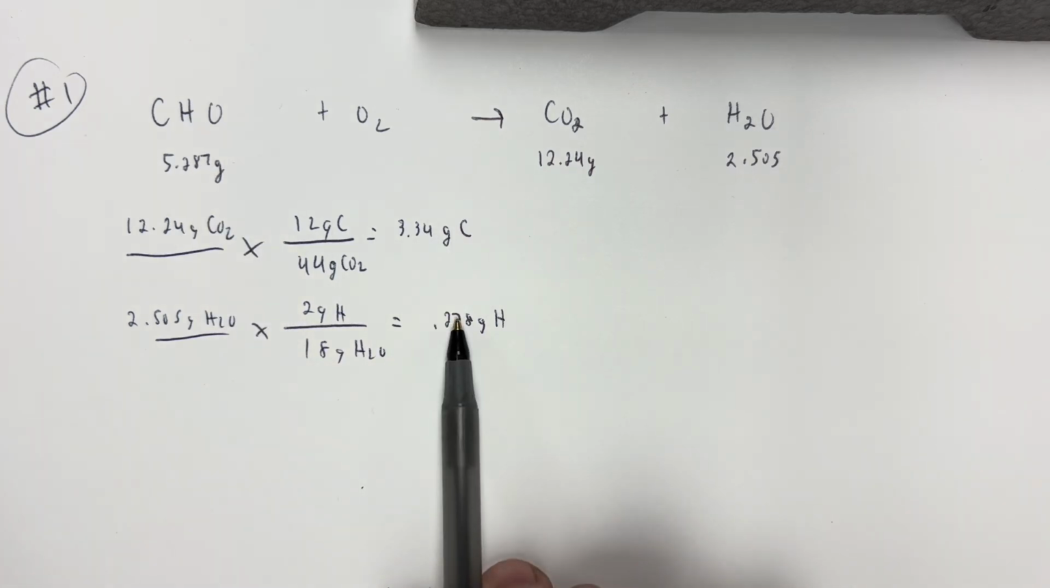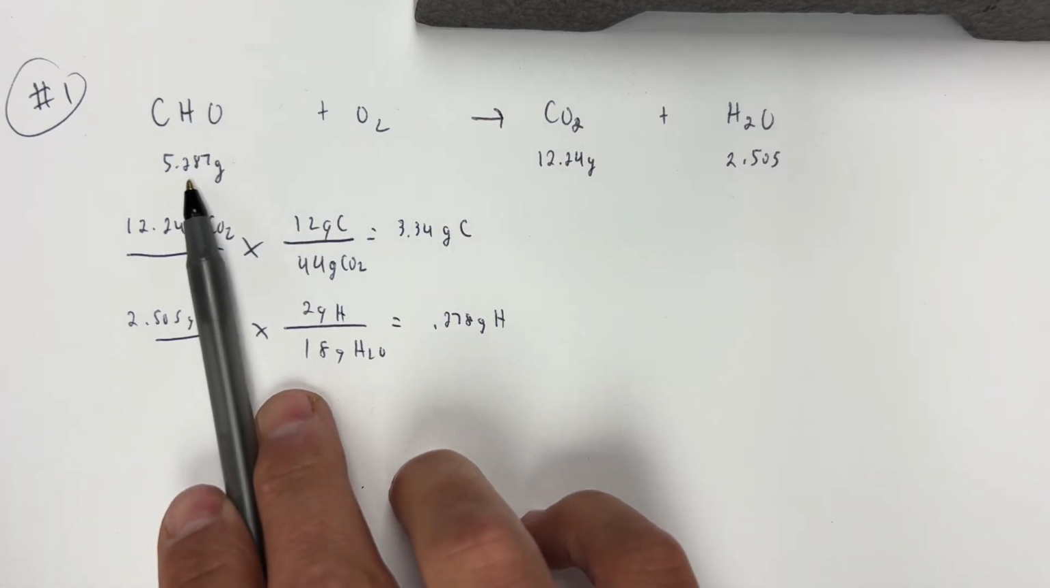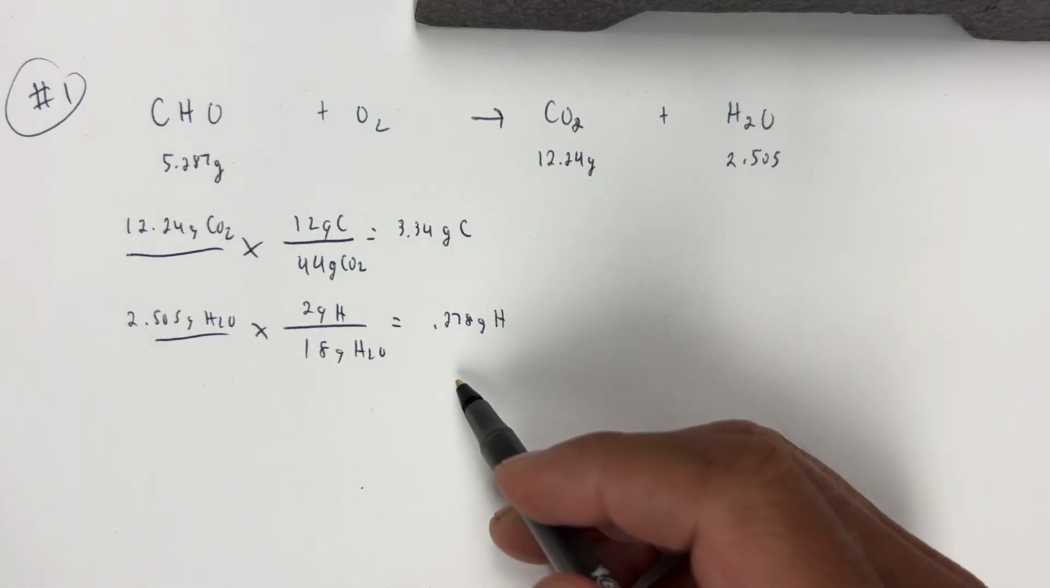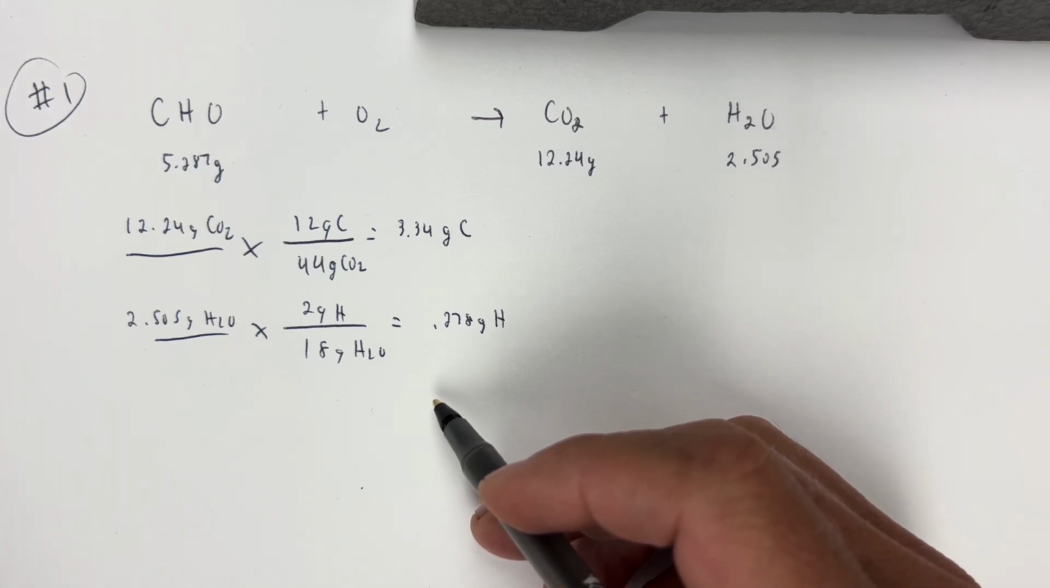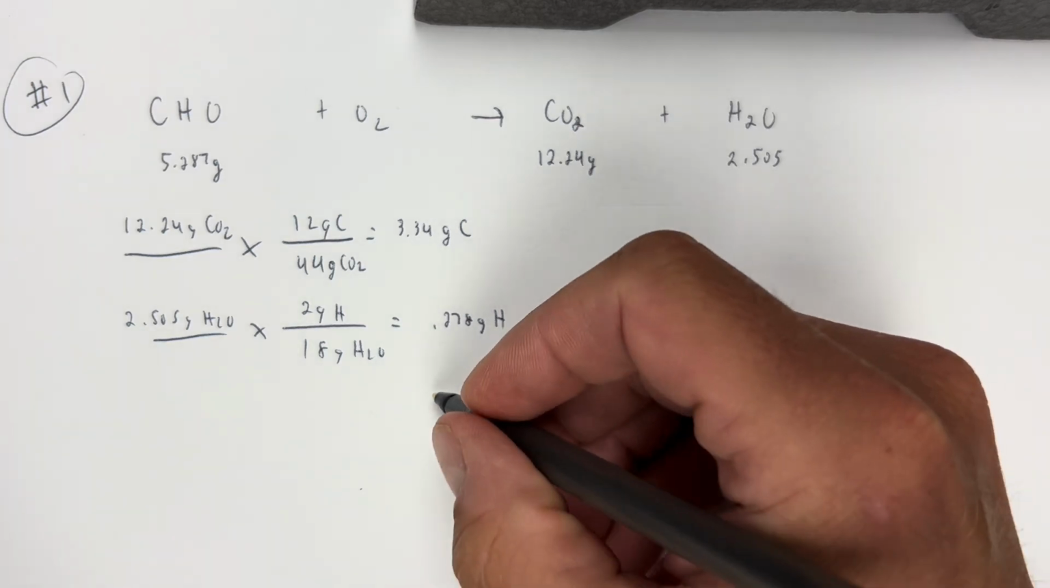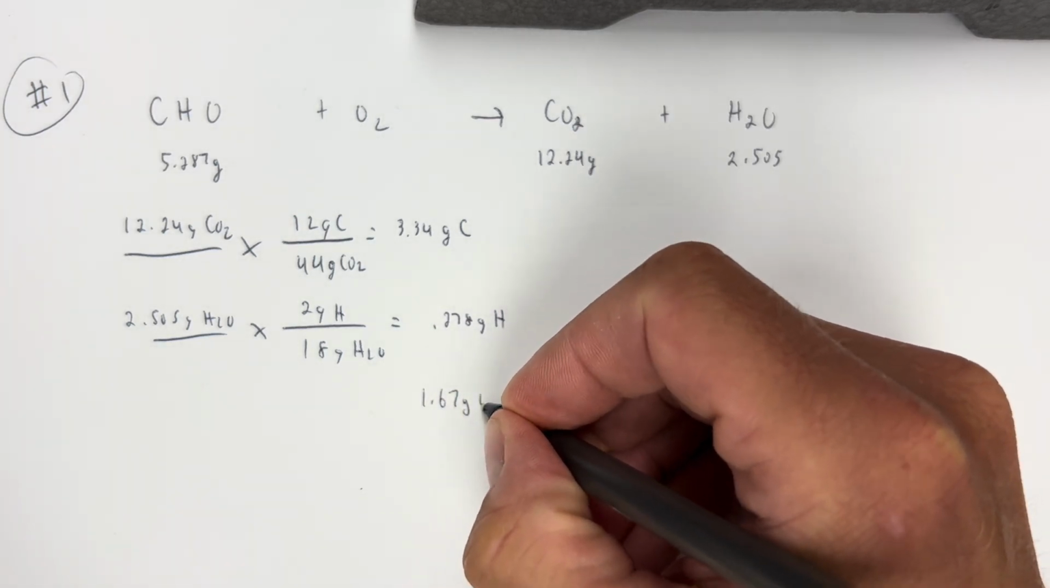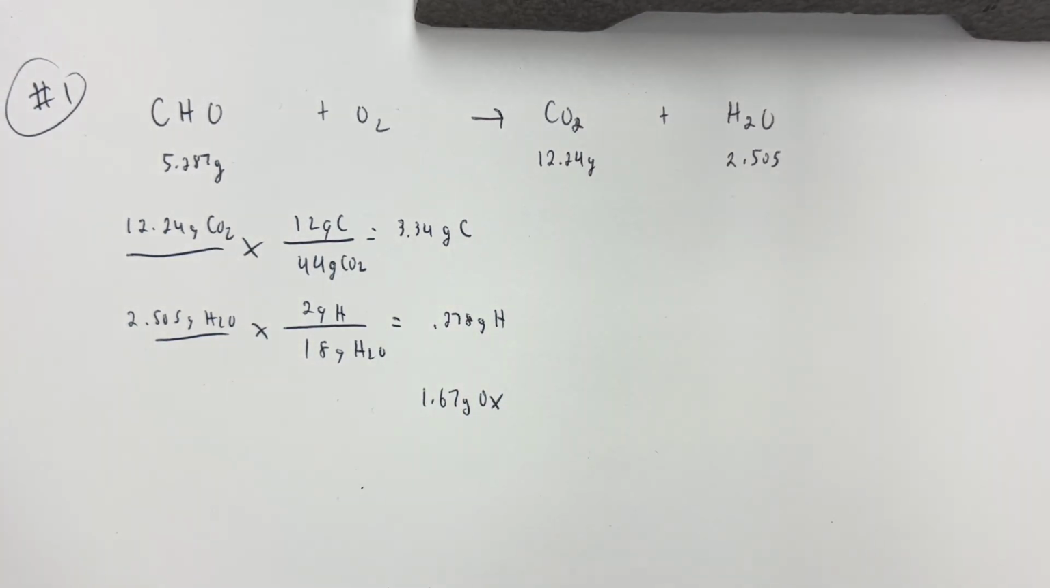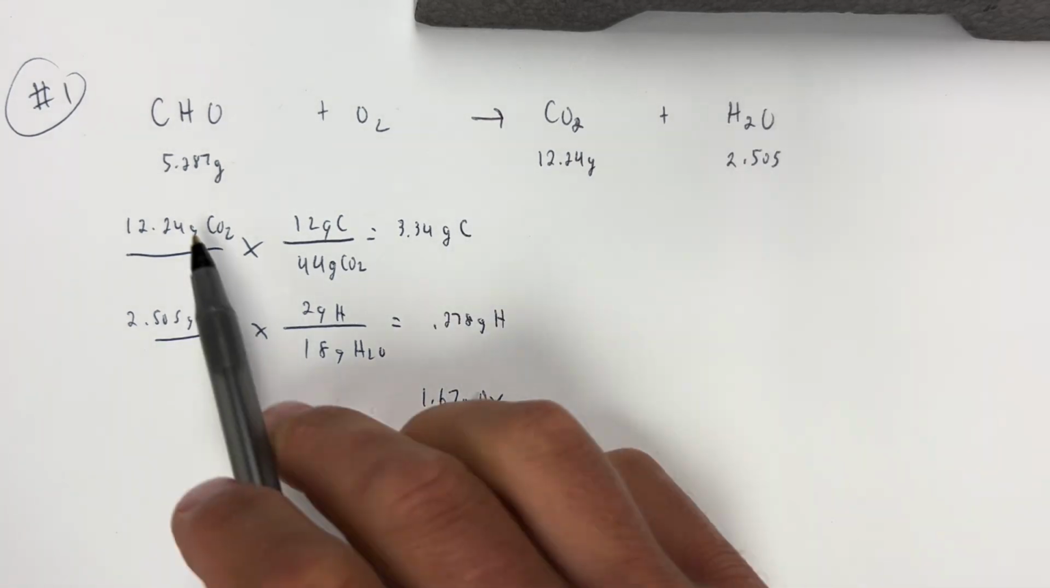So subtract these two out of that. So I'm gonna take 5.287 minus both of these and get my grams of oxygen, and the grams of oxygen being 1.67 grams of oxygen. So there's all the grams that are in that.